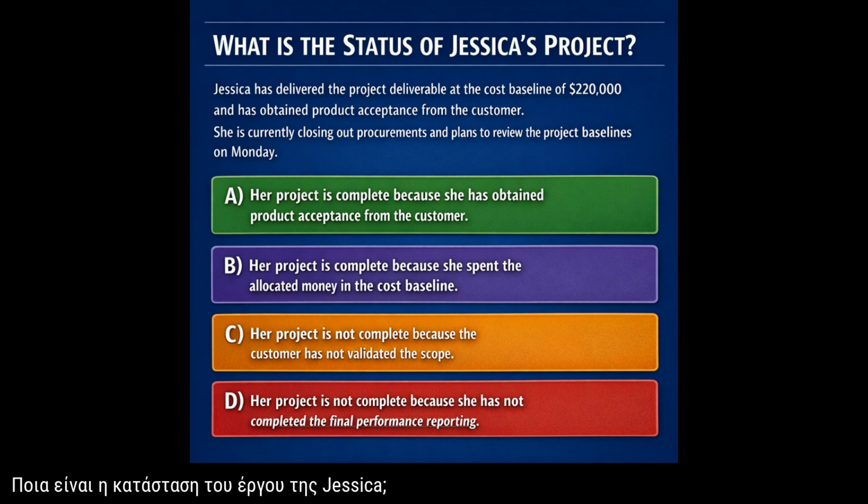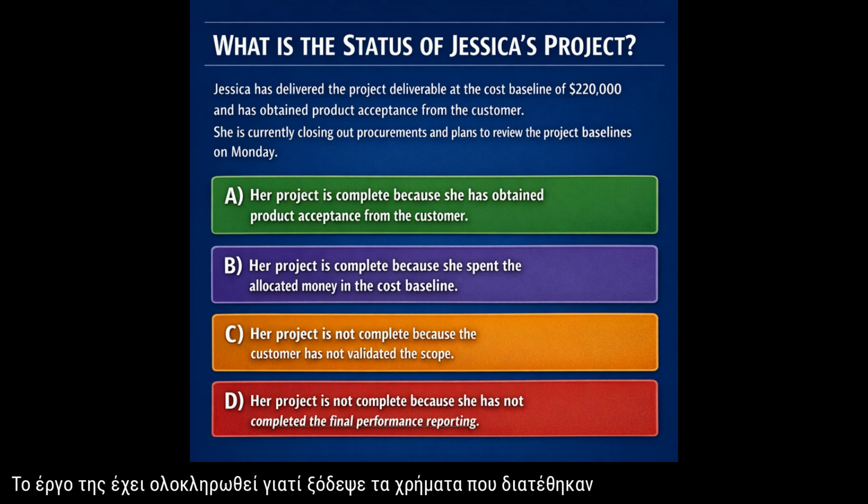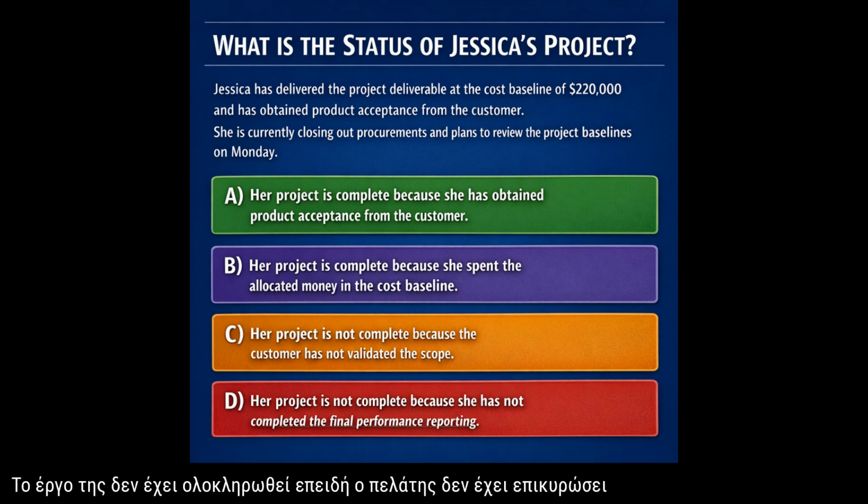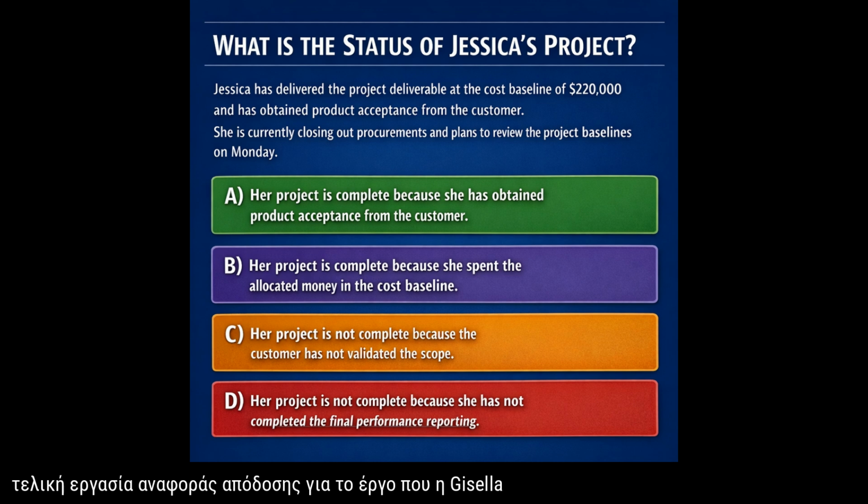What is the status of Jessica's project? A. Her project is complete because she has obtained product acceptance from the customer. B. Her project is complete because she spent the allocated money in the cost baseline. C. Her project is not complete because the customer has not validated the scope. E. Her project is not complete because she has not completed the final performance reporting.